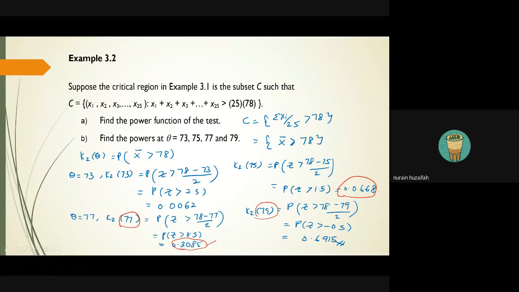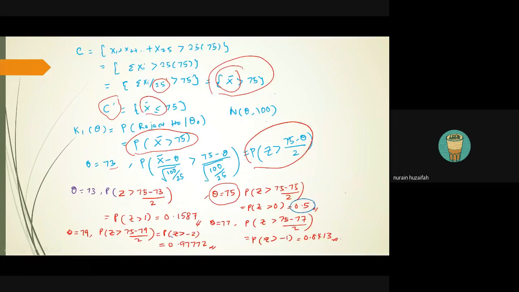If we compare the second test, example 3.2, with example 3.1, we refer to when your parameter is true. When your null is true, theta equals 75, so we look at this one, 75. When theta equals 75, the second test gives you the value 0.0668. That is the probability of rejecting H0 when H0 is true. It's just 0.07, a small probability. Compared to the previous one, where theta equals 75, we have almost half. Rejecting H0 when H0 is true is half.